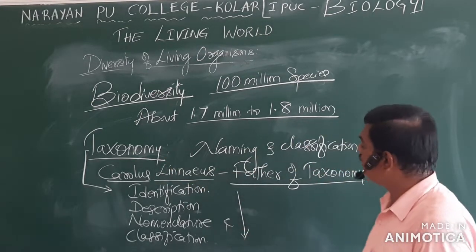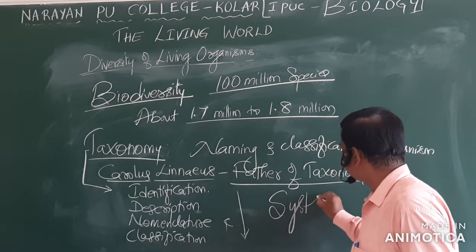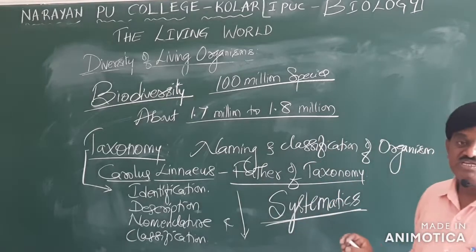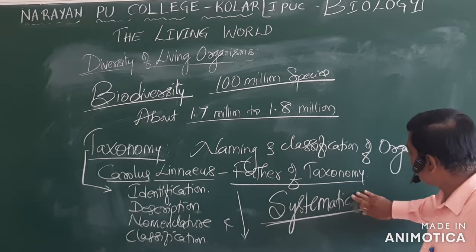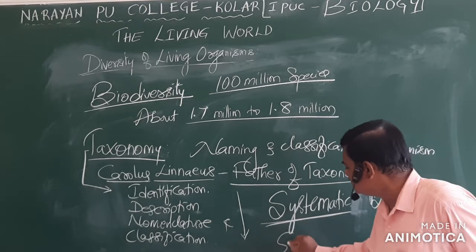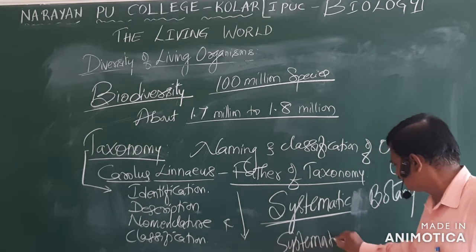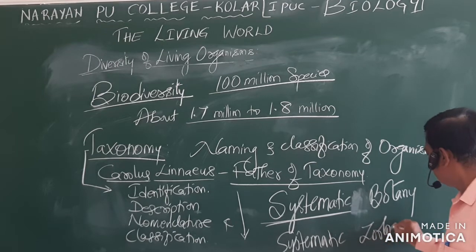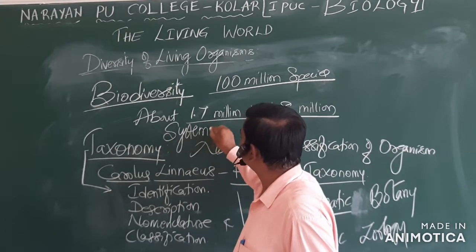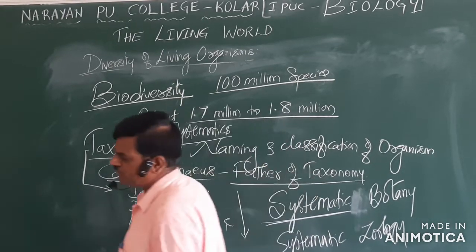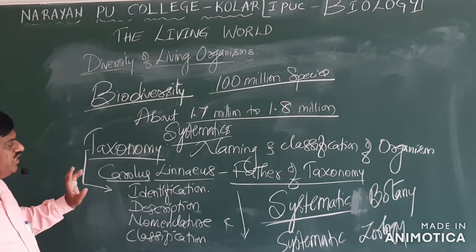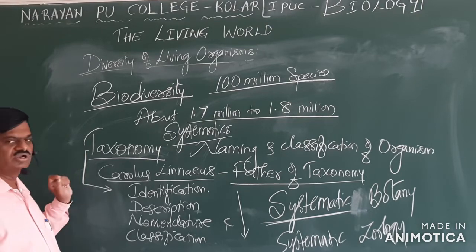Hence, taxonomy is also called systematics. When we are dealing with a plant, it is called systematic botany. When we are dealing with an animal, it is called systematic zoology. Overall, taxonomy is also called systematics. So, this is about taxonomy. It deals with the study of various organisms, and naming and classification of an organism comes under taxonomy.